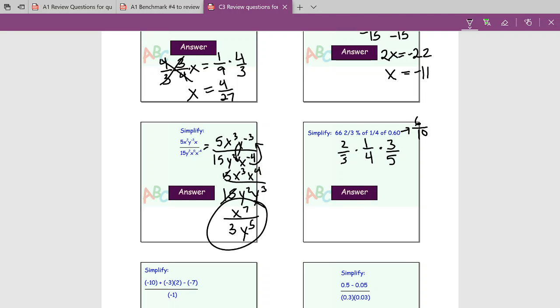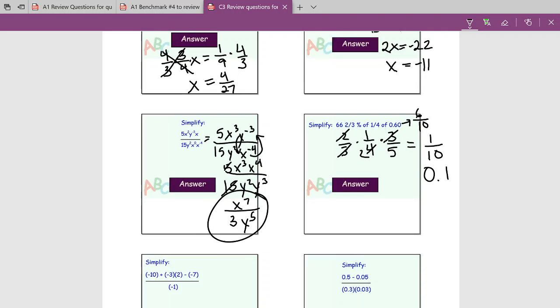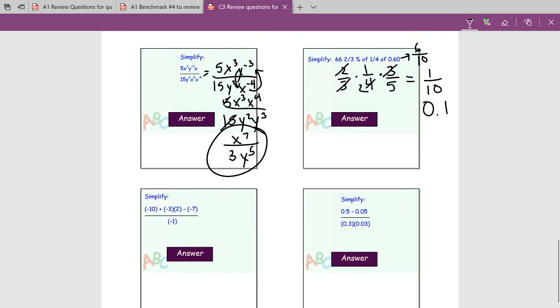But I'm going to simplify some things first. I see a 3 and a 3 across from each other, a 2 and a 4, and so I see that my answer is 1 over 10. So a tenth, or you could put it as a decimal 0.1, depending on how you went about it, but either of those would be just fine.